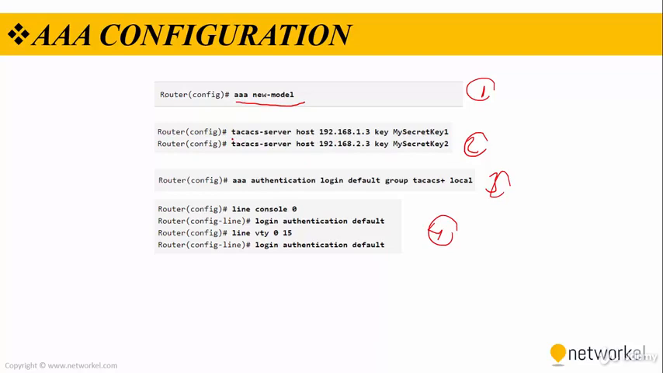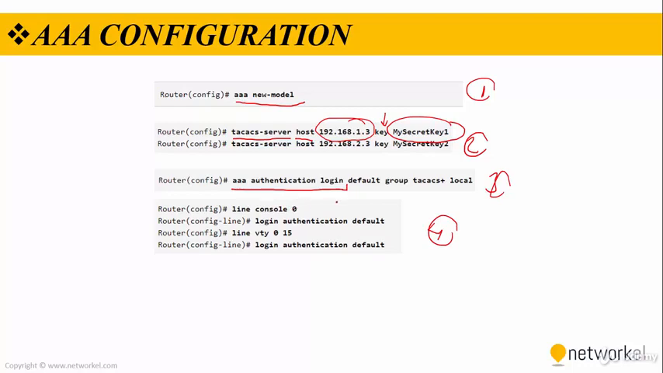As you can see, the command is tacacs-server host and the IP address of the TACACS server, and the key command with the shared key that we are going to use. In the third step, we have the aaa authentication login command first, which identifies the information to be used for login. The default word represents the list name. The remaining commands are authentication methods.